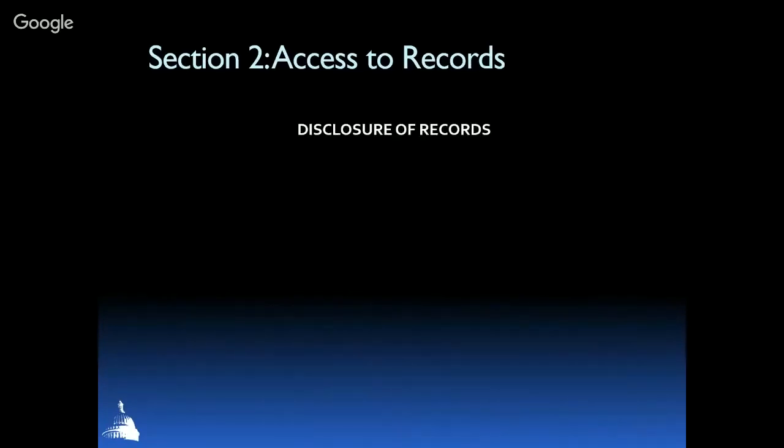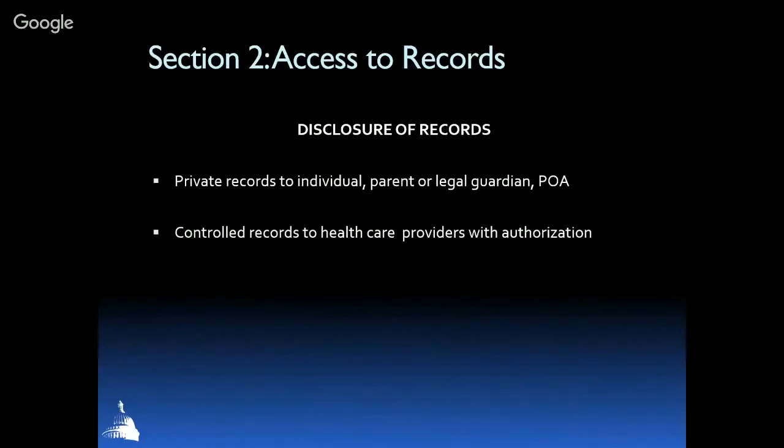So disclosure of records. It also identifies who you can disclose records to. Private records are disclosed to the subject of the record, parent or legal guardian, or someone with the power of attorney. Controlled records are released to physicians, psychologists, certified social workers, insurance providers, or producers. A signed acknowledgement of the terms of the disclosure must also be provided. So you can't just give it away. You have to sign acknowledgement.